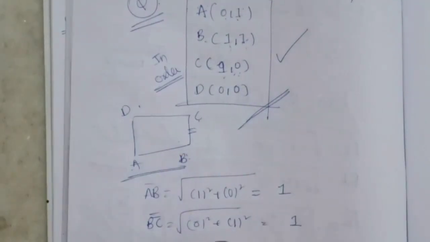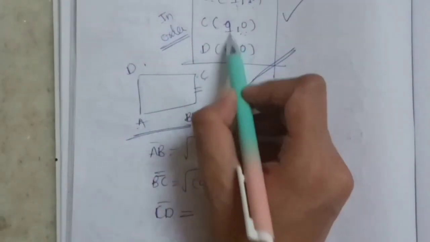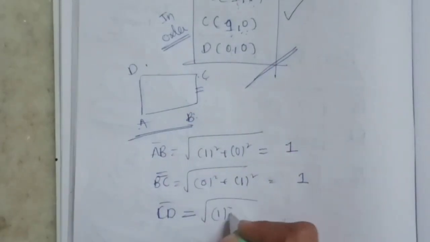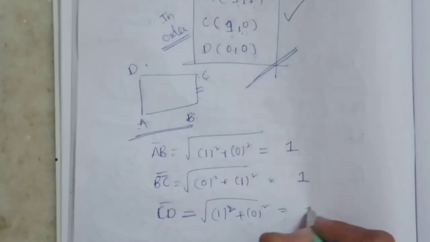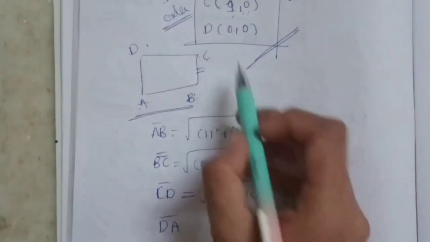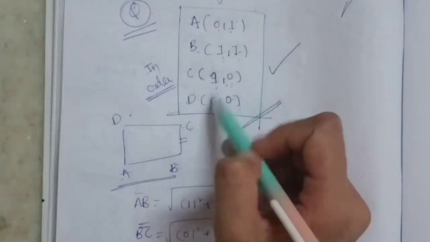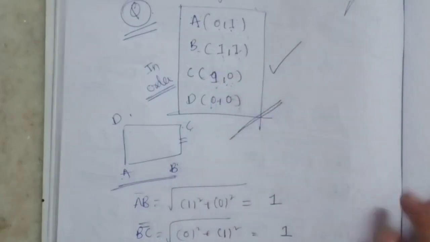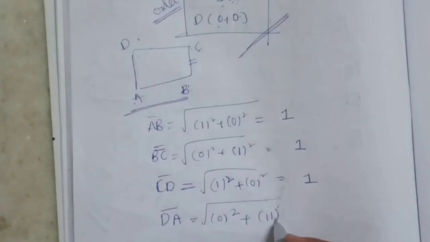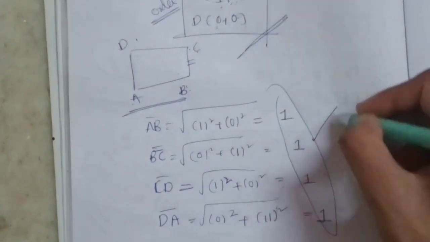Let us find the CD distance. Difference between the x coordinates is 1, difference between the y coordinates is 0. So this is 1. And let us find the DA distance. What is D? 0 comma 0. What is A? 0 comma 1. Difference between the x coordinates 0, y coordinates 1. So under root of 0 plus 1 square is 1. So we have seen all sides are equal.